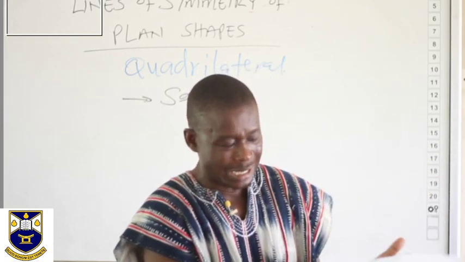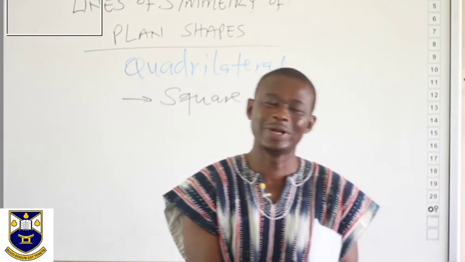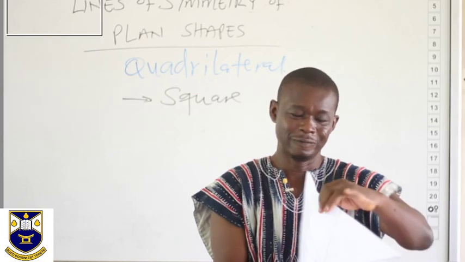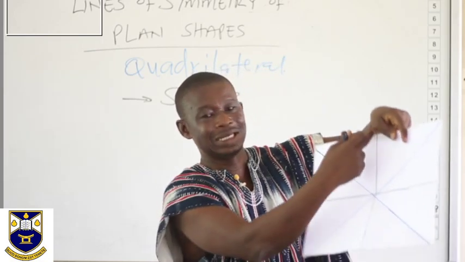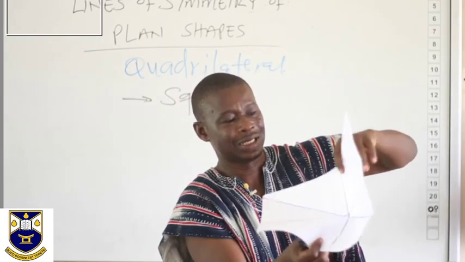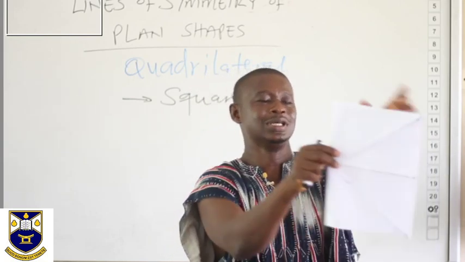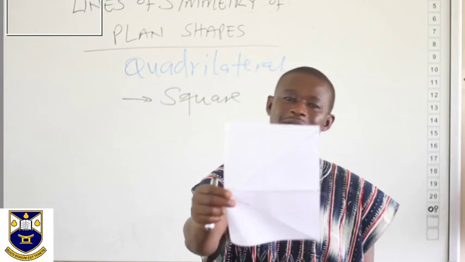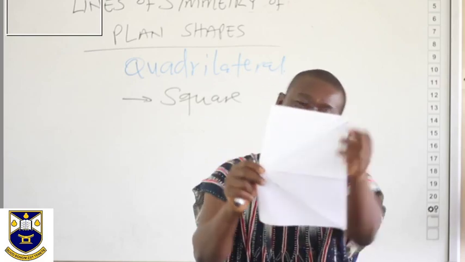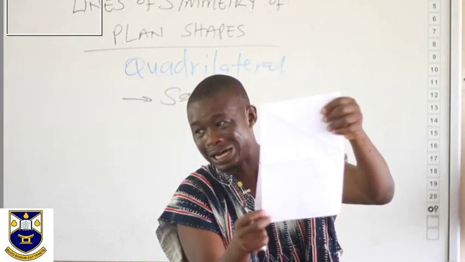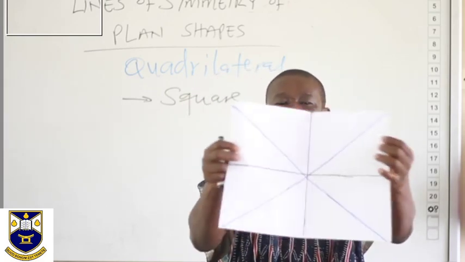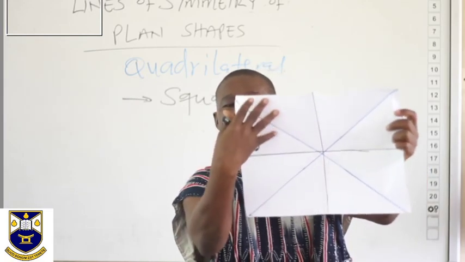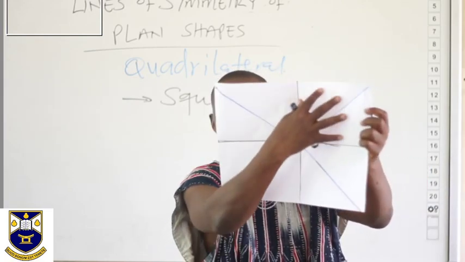Good. Now let's see. How do you get the lines of symmetry? So first, let's fold it this way. So I folded it this way. You could see that what I have here is the same thing as what I have here. If I open it up, you see it clear. The area here is equal to the area opposite.